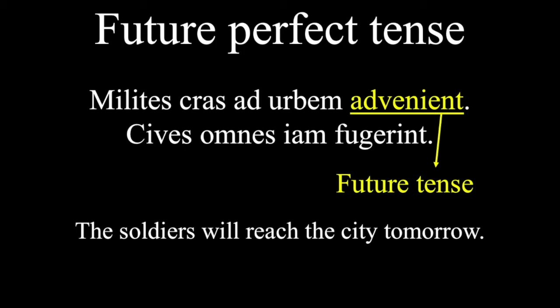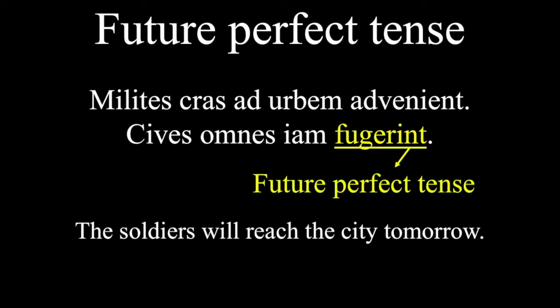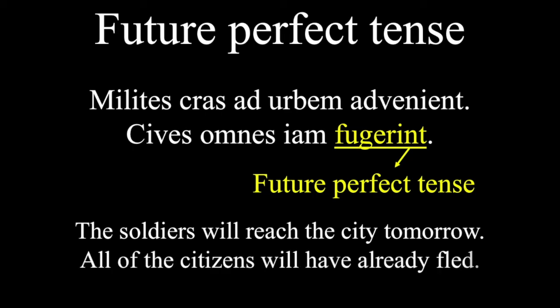The second sentence contains the verb fugerint, which is a future perfect form of fugere, meaning to flee or to run away. This sentence tells us that the action in the sentence hasn't happened yet, but it will have happened by the time the soldiers arrive. This means all of the citizens will have already fled.